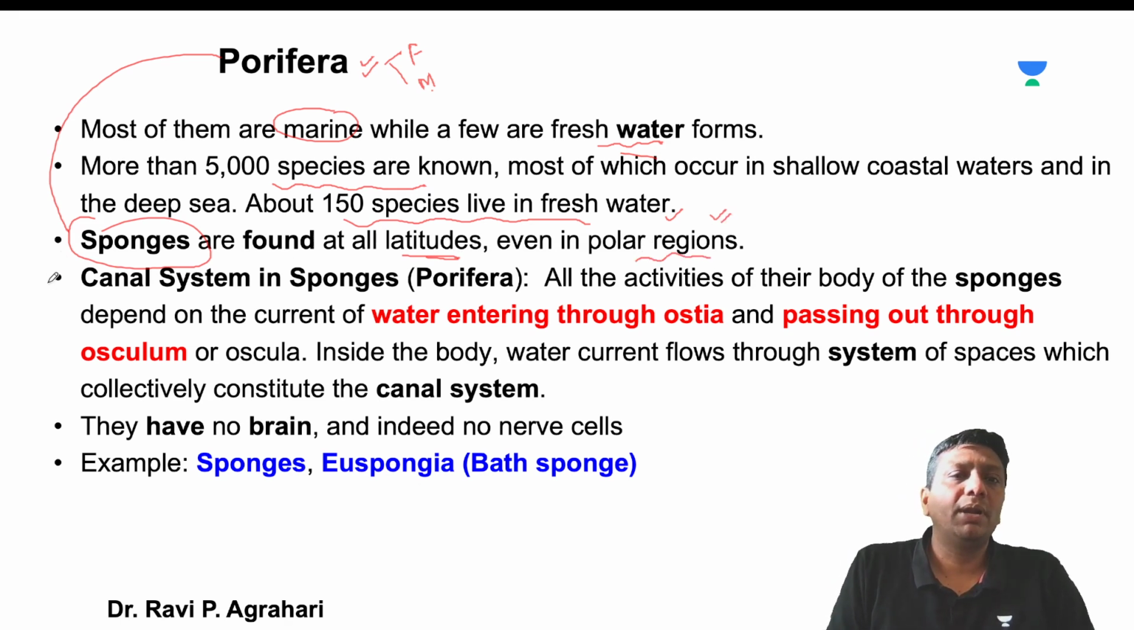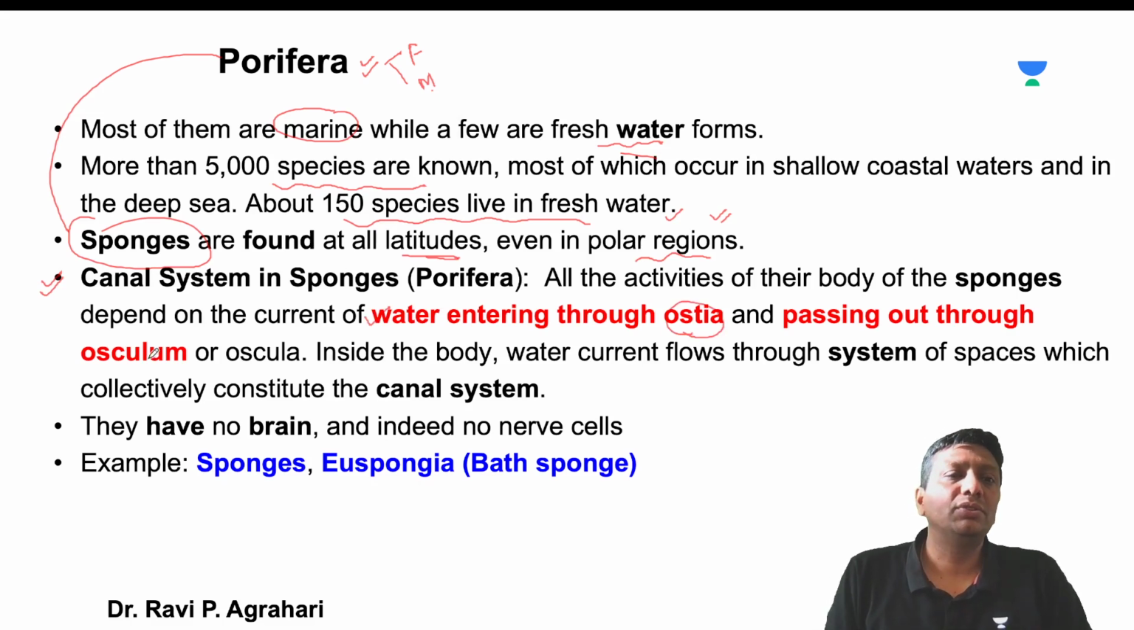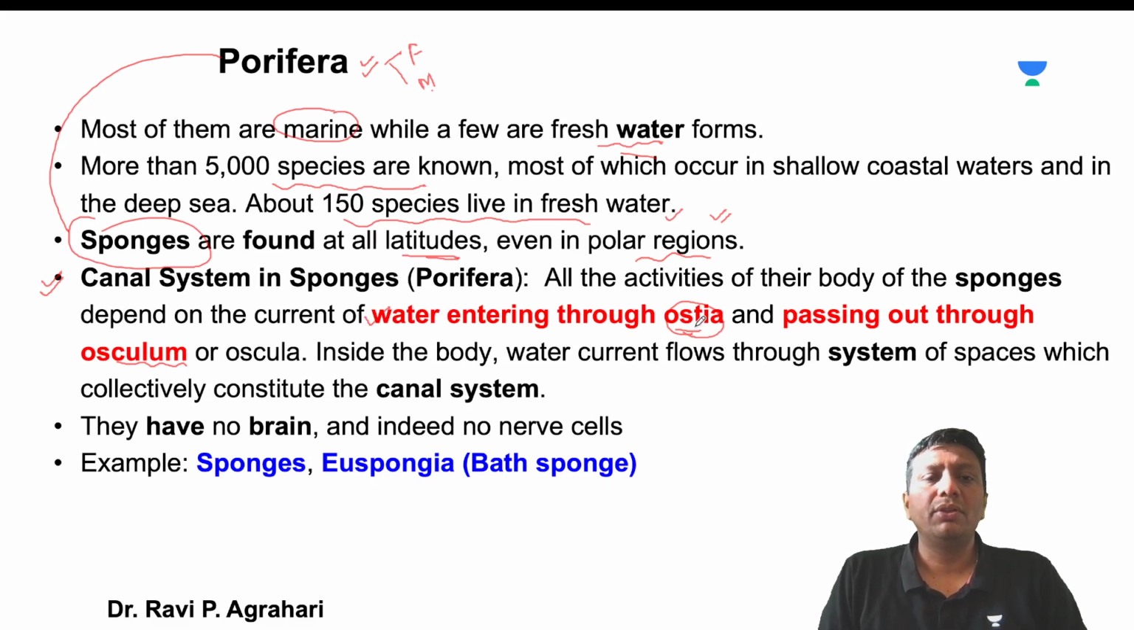A very specific property of poriferan members is the canal system. In the canal system, water enters through the ostia, which are pores, and passes out through the osculum. The osculum is the outgoing opening and the ostia are the incoming openings. In that way a proper water current flow is maintained, and the organisms carry out many activities with the help of water moving in and out. Poriferans have no brain, guys, not even nerve cells.